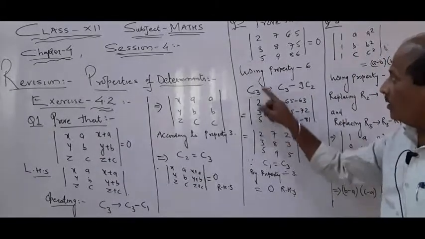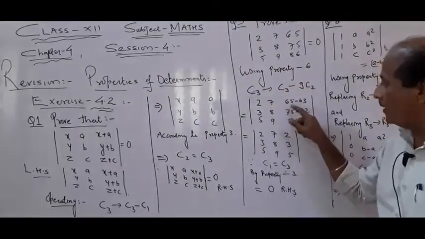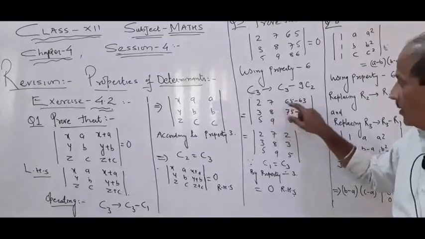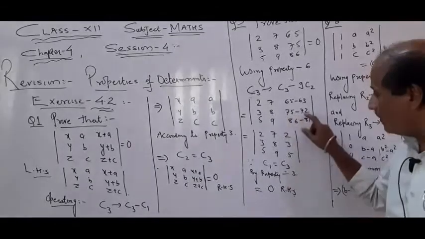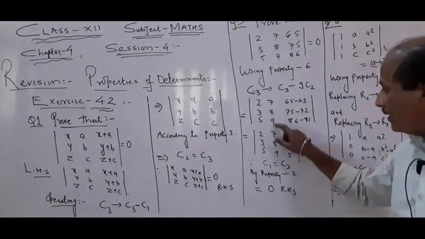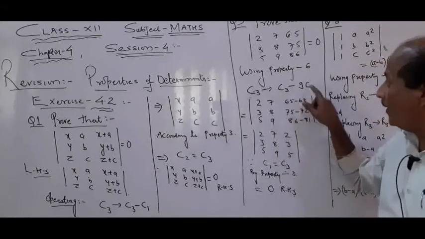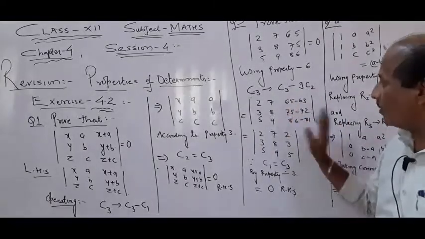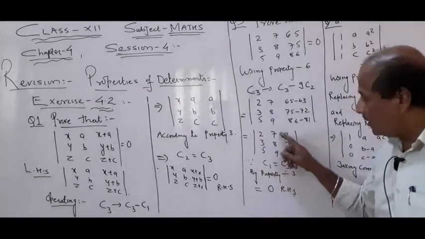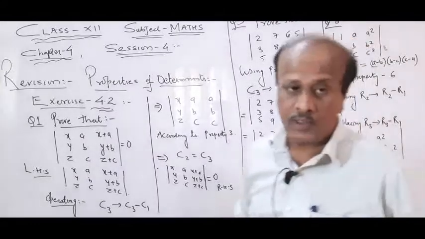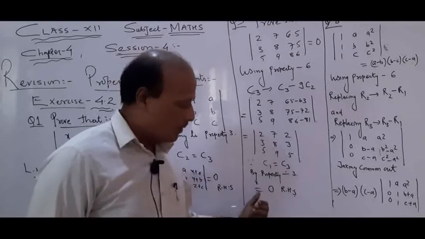So come on, what did I do? I replaced column 3 by column 3 minus 9 times column 2. Don't touch column 1, don't touch column 2. But column 3 will be like this: 9 times 7 is 63, so 65 minus 63; 9 times 8 is 72, so 75 minus 72; then 9 times 9 is 81. I multiplied all the elements of column 2 by 9 and then subtracted from column 3. So the new determinant is like this: 2, 3, 5, 7, 8, 9, 2, 3, 5. Again you see, column number 1 and column number 3 are equal. So by property 3, it is equal to 0.